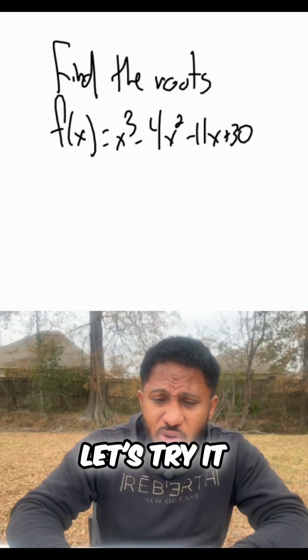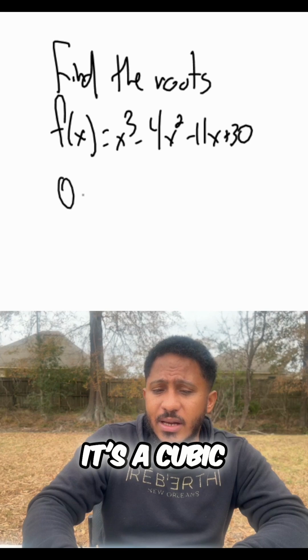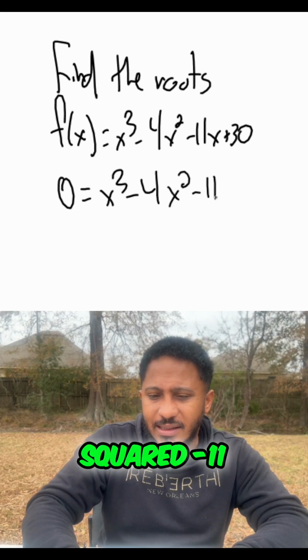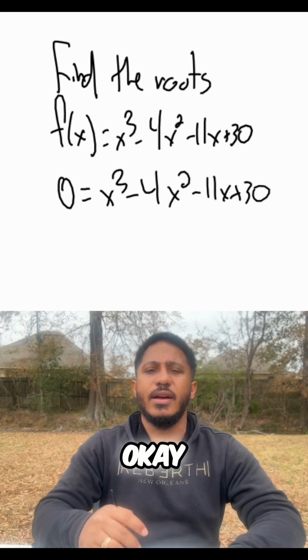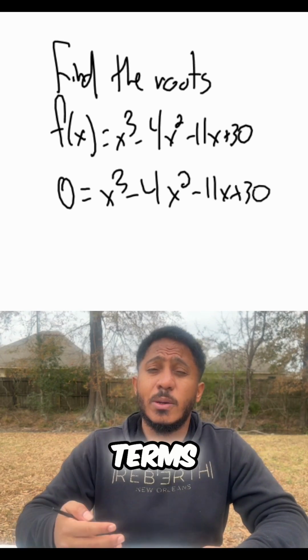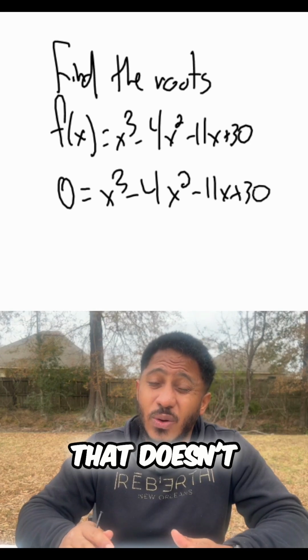Okay, let's try it. So here, if I set this equal to 0, it's a cubic. So setting this cubic equal to 0, we get 0 equals x cubed minus 4x squared minus 11x plus 30. And now we try solving this cubic equation. Now, since it's 4 terms, we may try factoring by grouping. That doesn't quite work here.